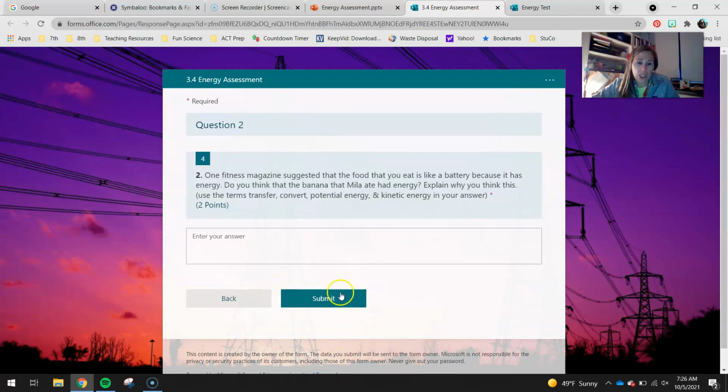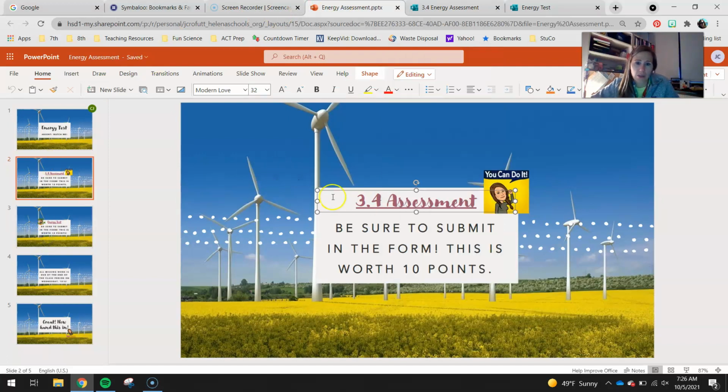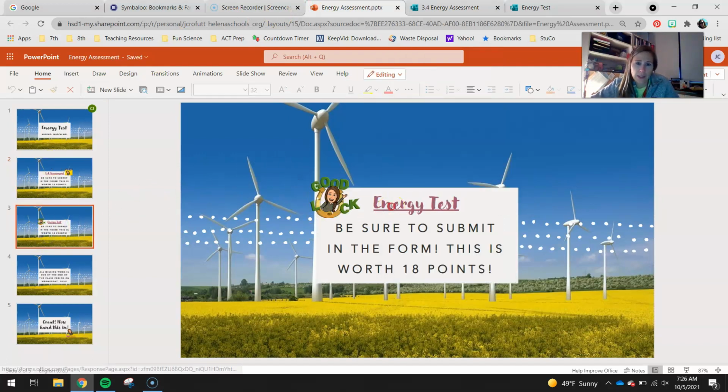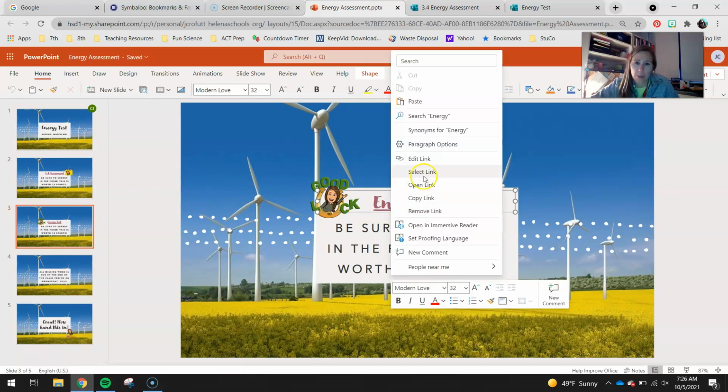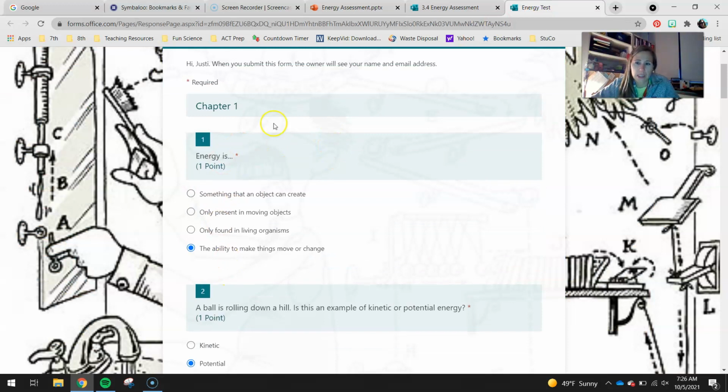Okay? Once you're done, make sure you guys hit submit in the form. Otherwise, I will not be able to grade that. And then move on to slide 3. So slide 3 looks like this. Again, you guys are going to right-click and open this link. It's going to take you into the energy test. Again, I've plugged in some wrong answers there, or I just plugged in the last answer on every question, so I don't know if they're wrong or right.